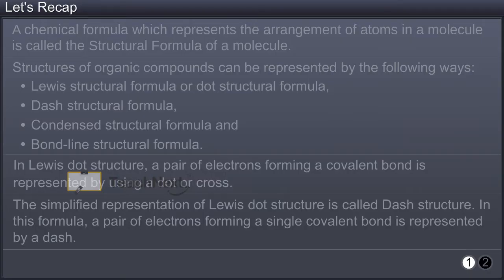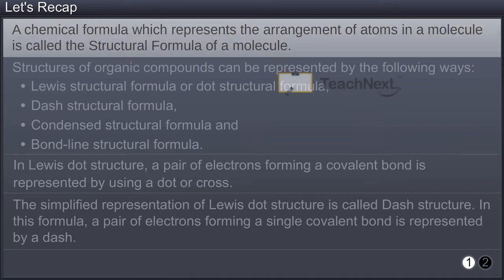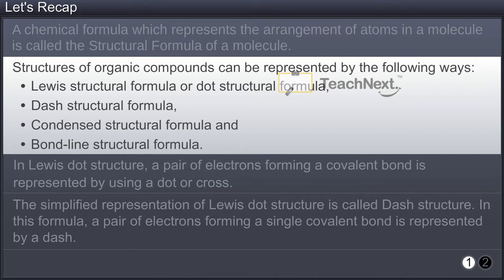You have now reached the end of this module. In this module, you have learnt that a chemical formula which represents the arrangement of atoms in a molecule is called the structural formula of a molecule. Structures of organic compounds can be represented by the following ways: Lewis structural formula or dot structural formula, dashed structural formula, condensed structural formula, and bond line structural formula.